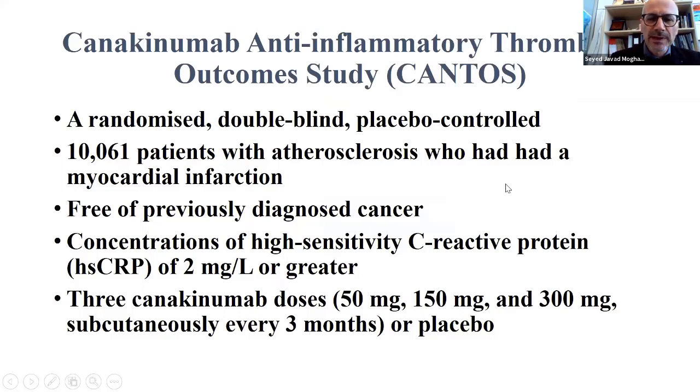They used around 10,000 patients that had a history of myocardial infarction and atherosclerosis, but did not have any previously diagnosed cancer. They considered those with a high-sensitivity CRP level of equal to or greater than 2 mg/L, and randomized them into 4 groups. One group received just placebo, and the other 3 groups received an antibody against IL-1 beta, canakinumab, in different doses: 50 milligram, 150 milligram, and 300 milligram sub-Q every 3 months.